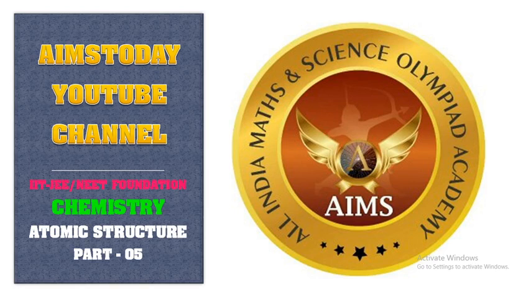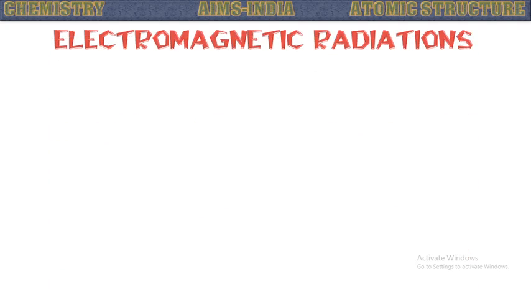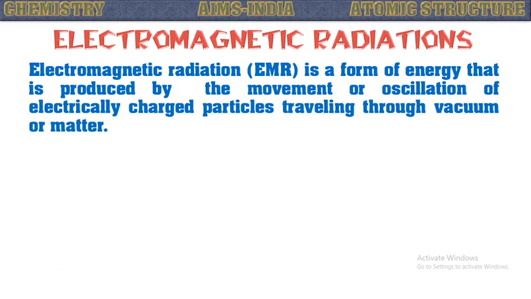Here we are going to discuss IIT-JEE NEET Foundation Chemistry, atomic structure part 5. In this we discuss electromagnetic radiations. What are these electromagnetic radiations? This is a form of energy that is produced by the movement or oscillation of electrically charged particles which are traveling through either vacuum or matter.